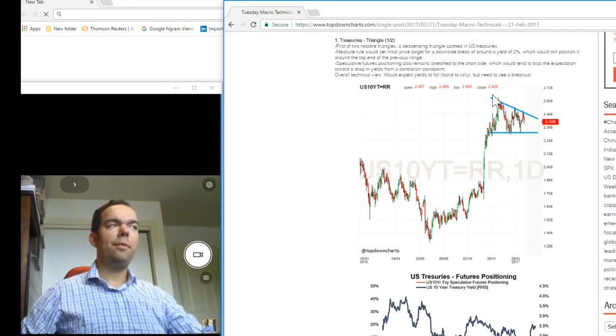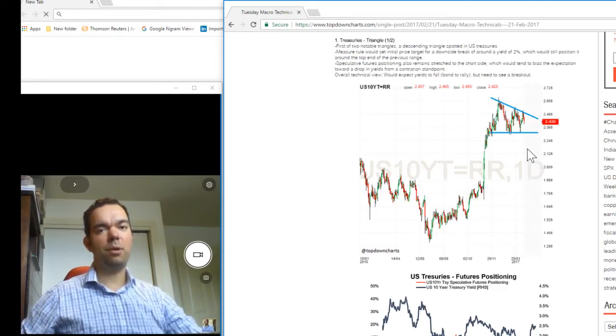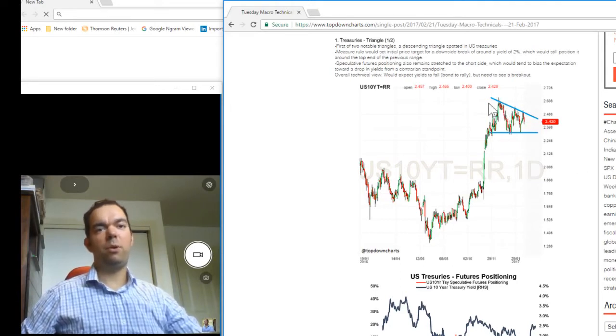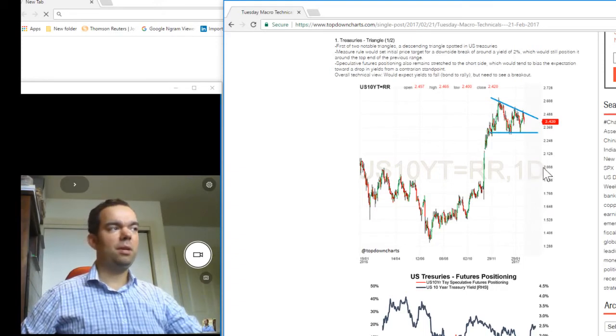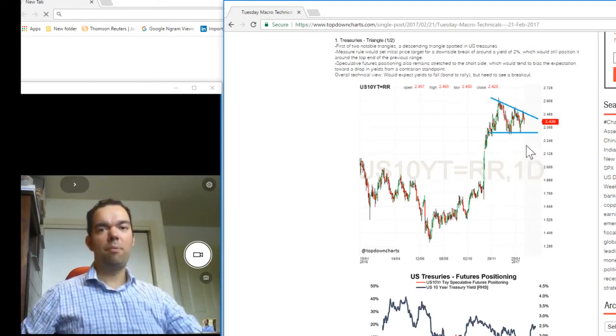When you see a triangle where you've got a straight line and a sloping line, it's the sloping line that sets your bias, or what you might expect the breakout to be. For a descending triangle, you have a bearish bias, so in this case you expect it to go down. My target there, if it breaks out to the bottom side, would probably be more towards 2%.